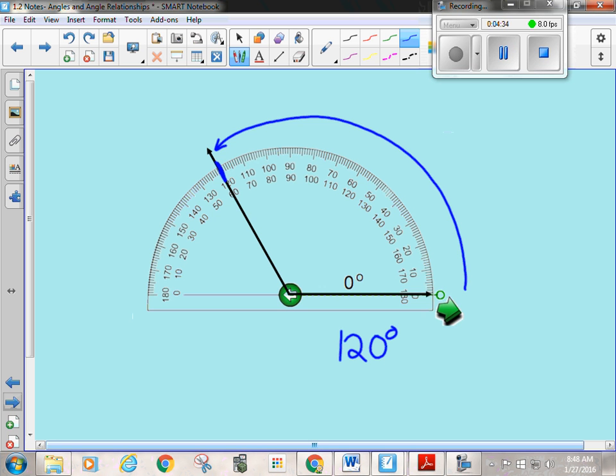I will have protractors available for you in class to use, and we can practice them. And if you're struggling with them after this video, talk to me and we can look at them one-on-one together.